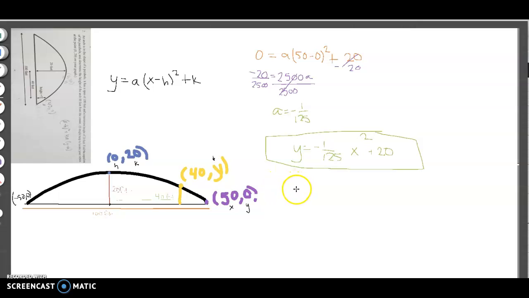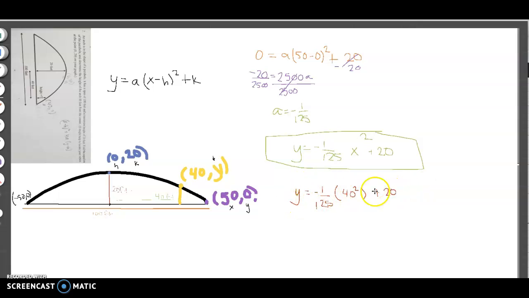So y we don't know, but we do know what a was. We used the other information to find that. And we know what x is at the point that we're trying to find this particular y, and x was 40. So it's going to be 40 squared. And then we're going to add 20.